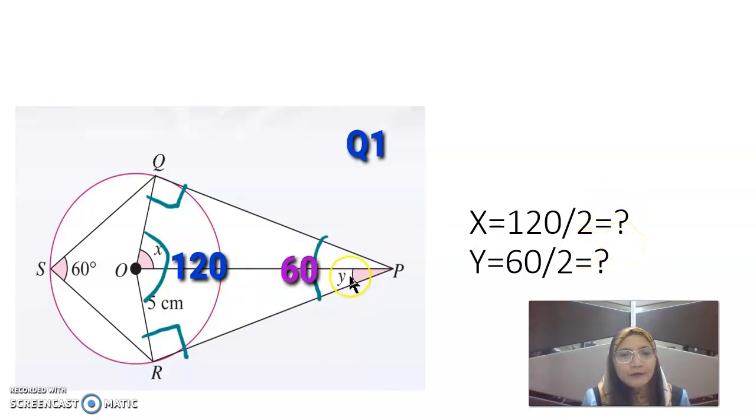Now, find the value of Y. See that OQP is a right angle triangle. Right angle triangle meaning that the angle here is 90 degrees. Since X is 60, therefore the angle Y is 30. Or in other words, 60 divided by 2, you may get 30.